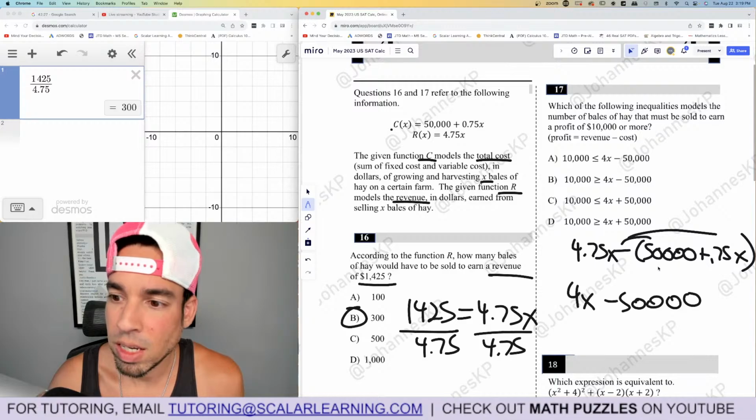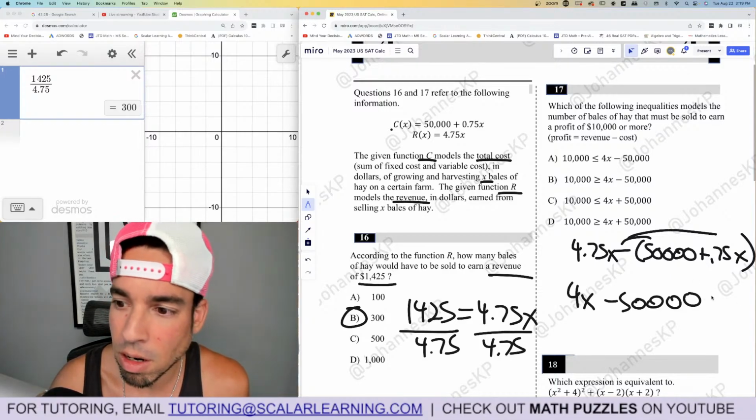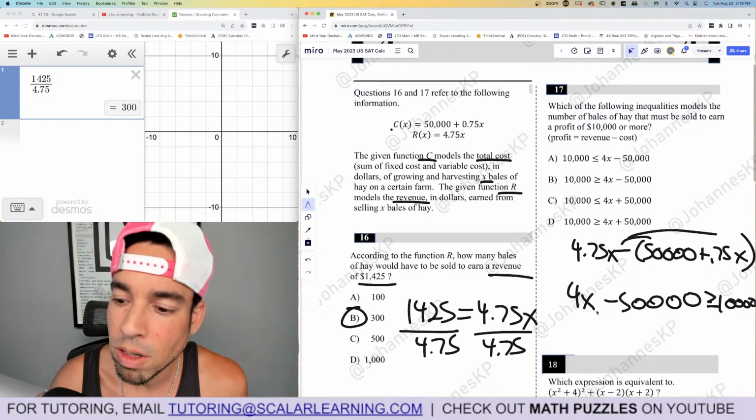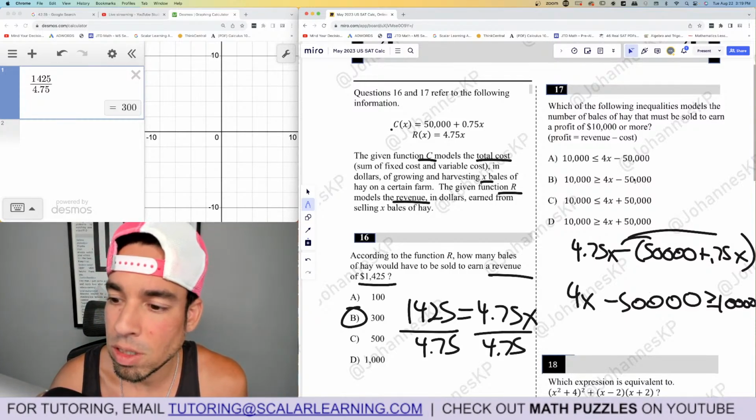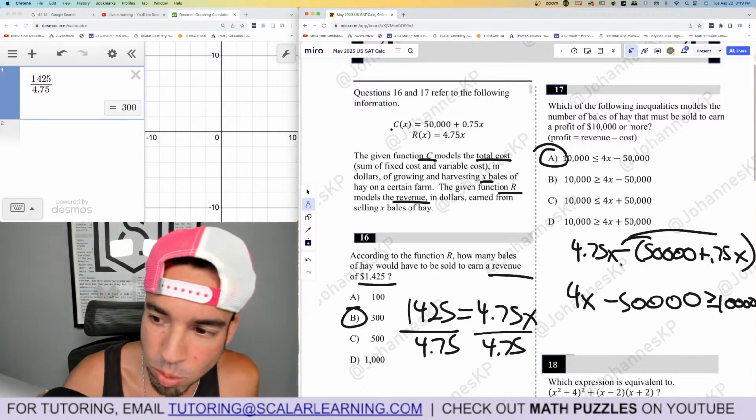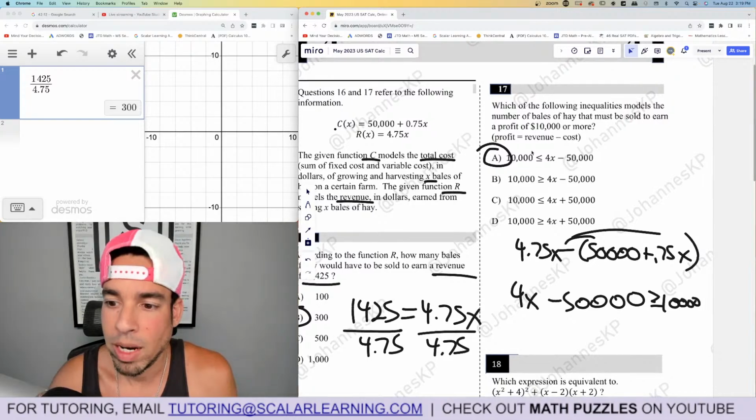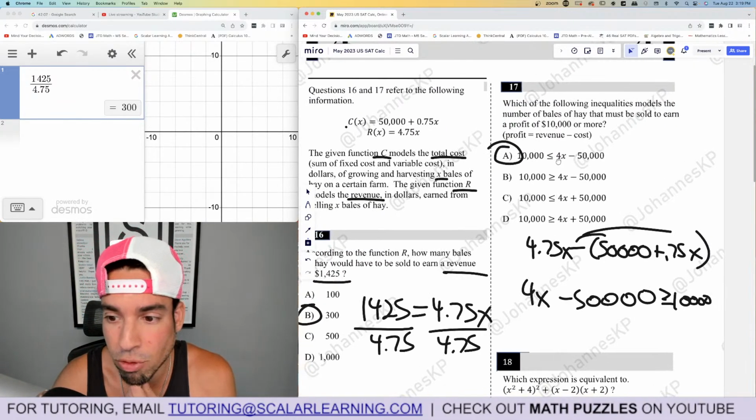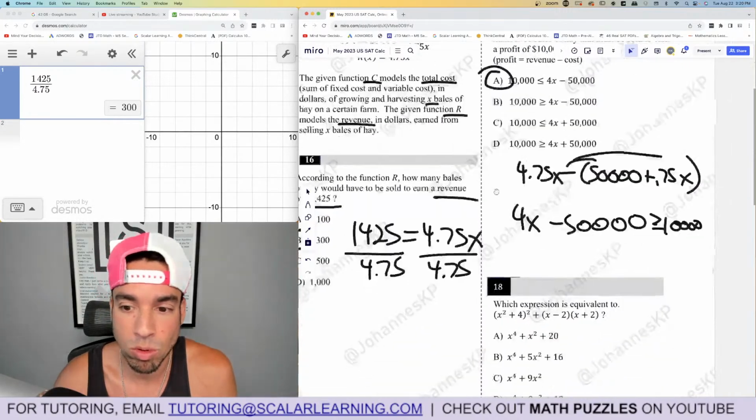Model the number of bales of hay that must be sold to earn a profit of 10,000 or more. So that'd be the inequality: 4X minus 50,000 is greater than or equal to 10,000. It's A. I just have it flipped around, but it's the same thing. Right? And the orientation should be facing the profit, not the 10,000. We want the profit to be greater than or equal to 10,000.